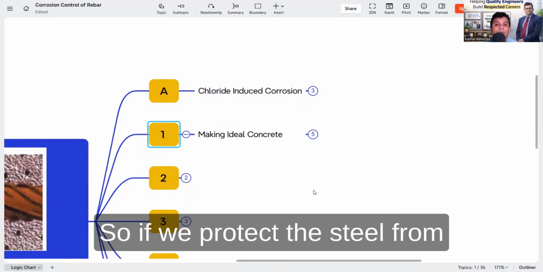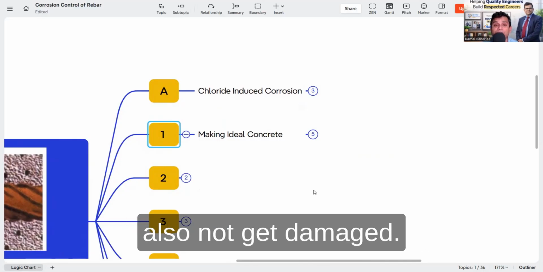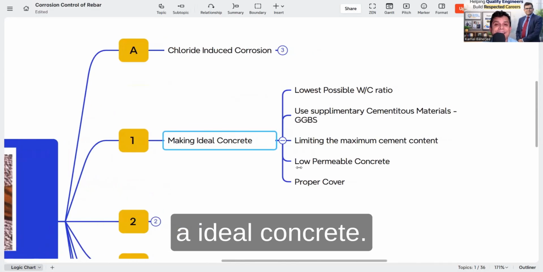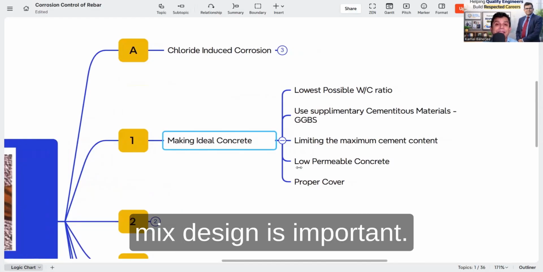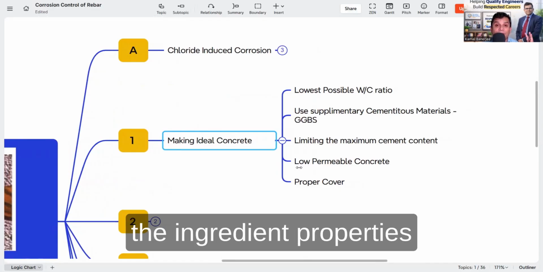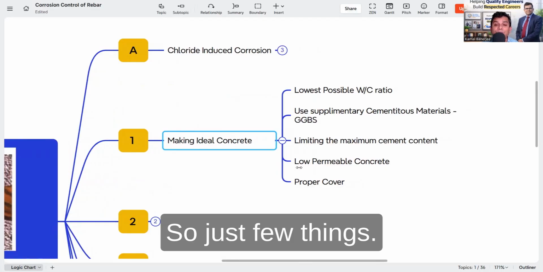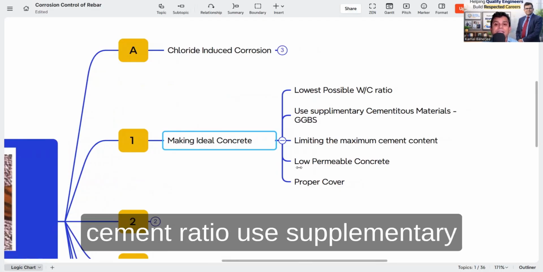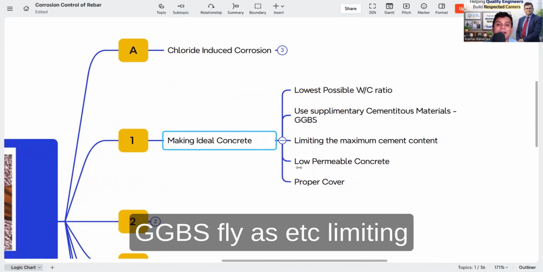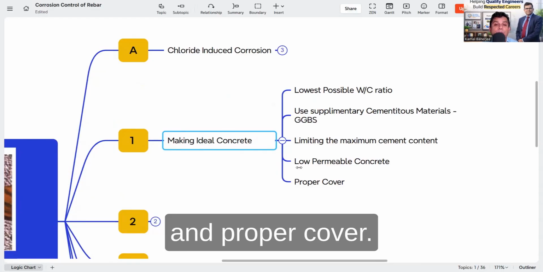If we protect the steel from the corrosion, the steel will not lose its properties, and the concrete will also not get damaged. So the first thing is making an ideal concrete. That is why mix design is important. At the same time, the ingredient properties are also important, and the proportion is also important. So just a few things: the lowest possible water cement ratio, use supplementary cementitious materials like GGBS, fly ash, etc., limiting the maximum cement content, low permeable concrete, and proper cover.